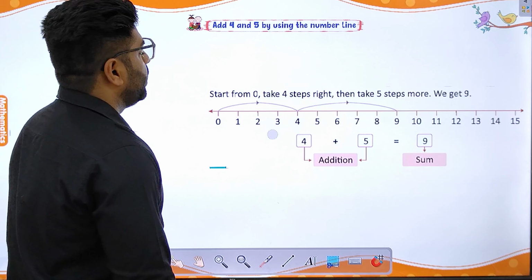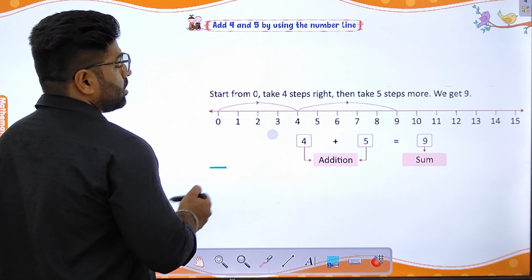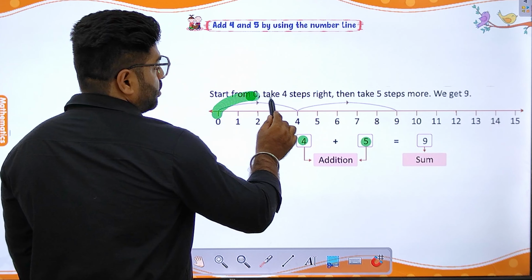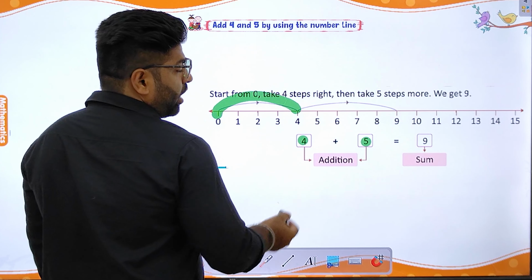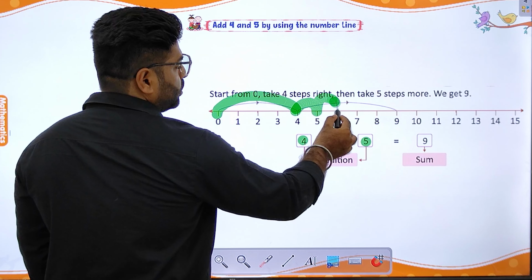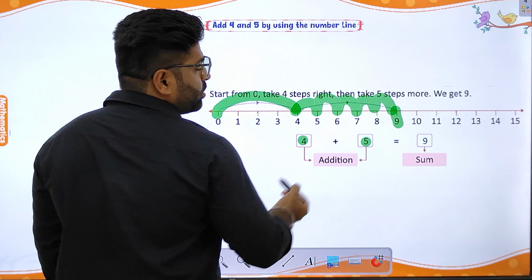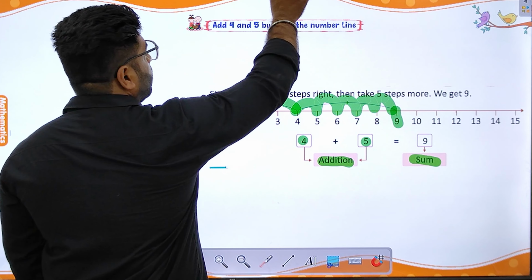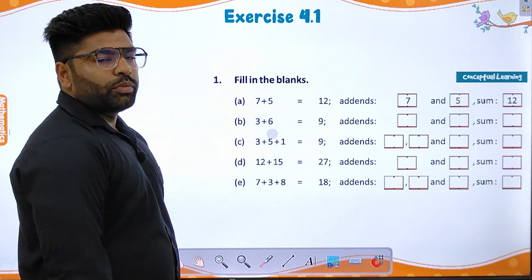Next topic we have is addition on a number line. If we have two numbers, just like 4 and 5, first we have to jump from 0 to 4 directly, and after that we have 5, so we have to take 5 steps: 1, 2, 3, 4, 5, and the last position is our answer. Clear?